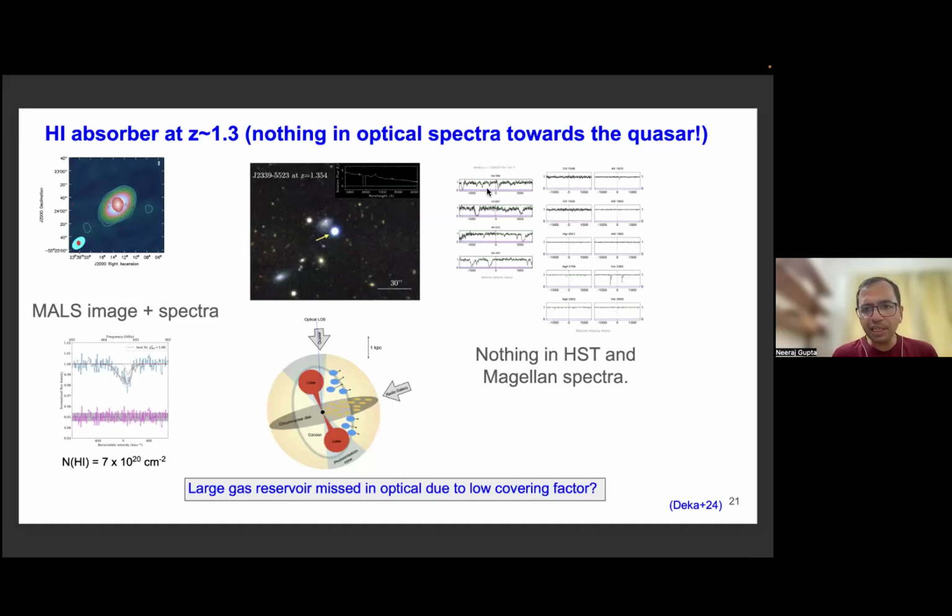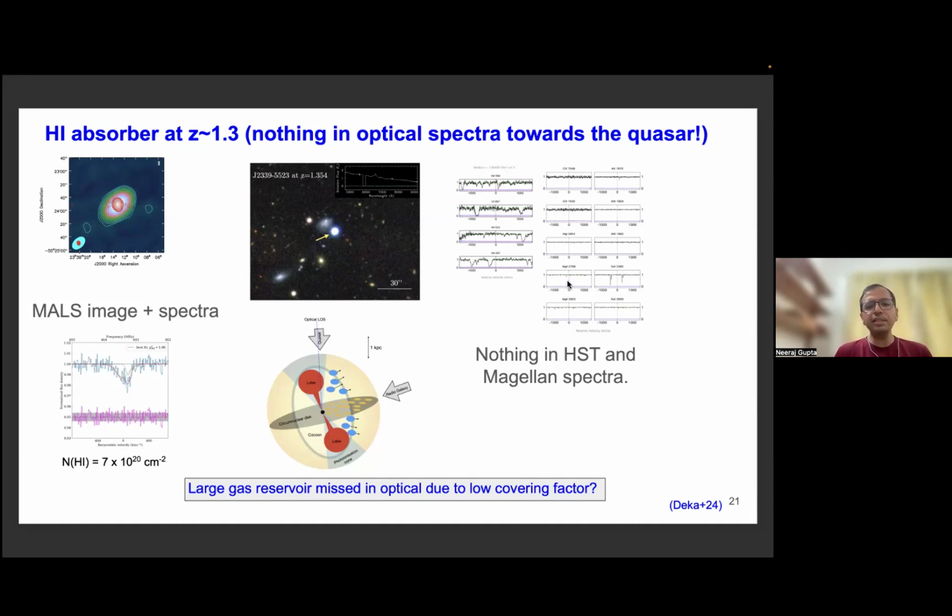Some of the features that we are seeing here in the optical and UV spectra correspond to different transitions. They are not associated with this quasar at all at this redshift of 1.3. So let's not be distracted by them. What we are seeing is that when we look at the radio spectra, it shows large amounts of cold gas associated with this AGN, but when we look at the optical spectrum, we do not see anything at all.